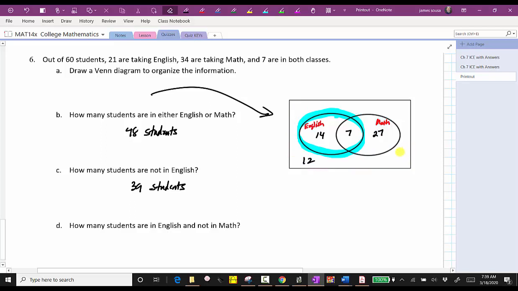And then for the last question, how many students are in English and not in math? So they're taking English but not math would be the students taking only English, which is this set here, which is 14. Okay, we'll go ahead and stop here.